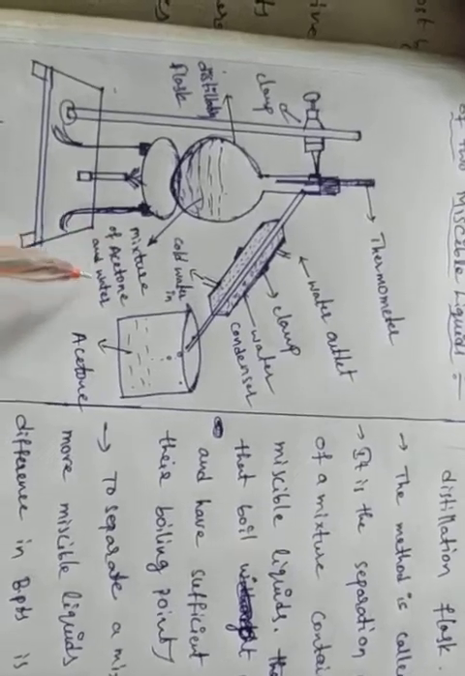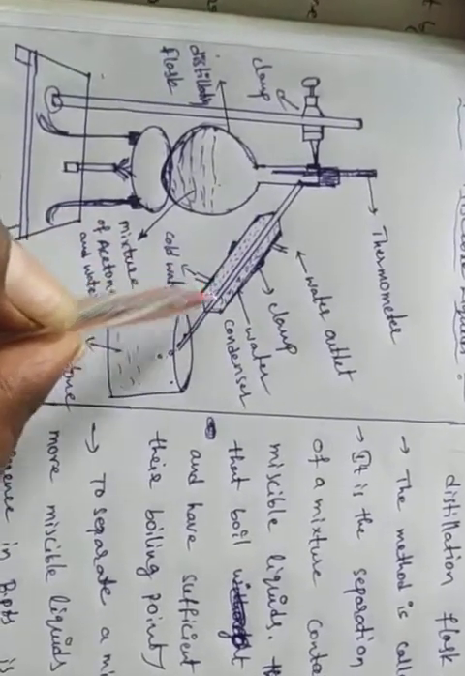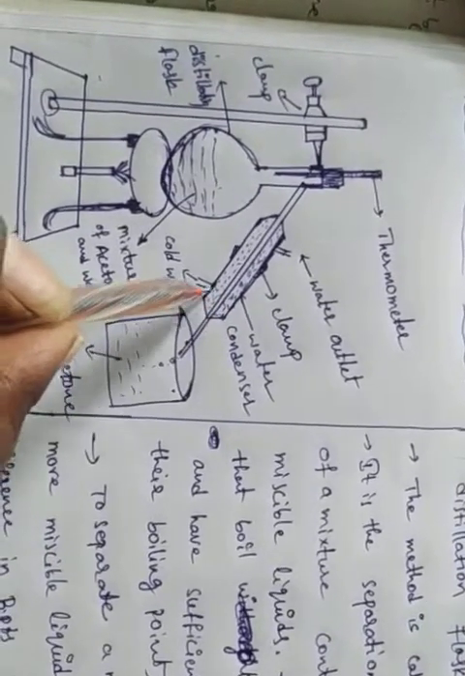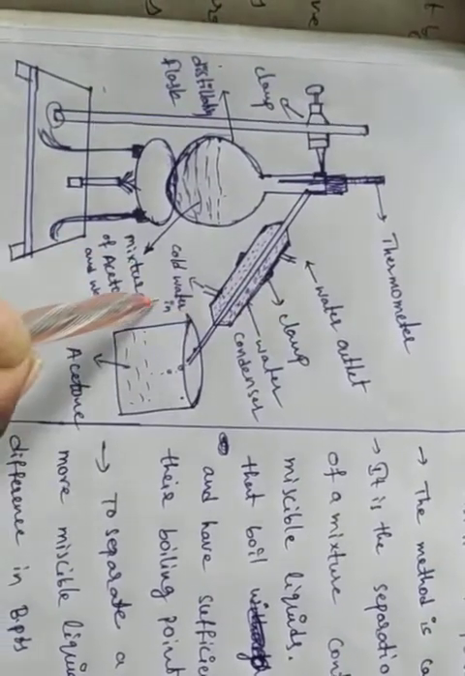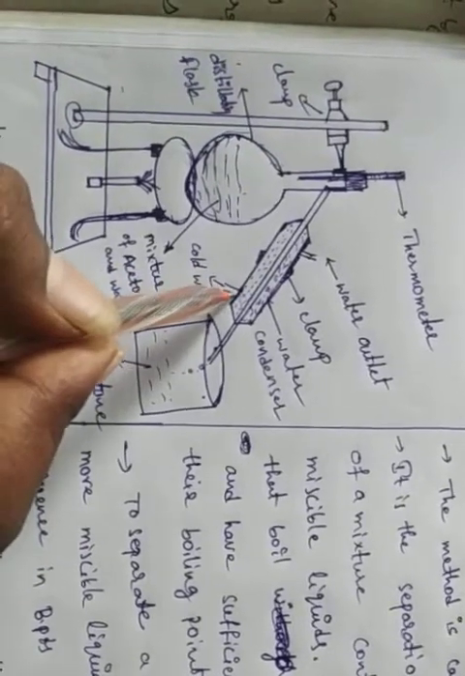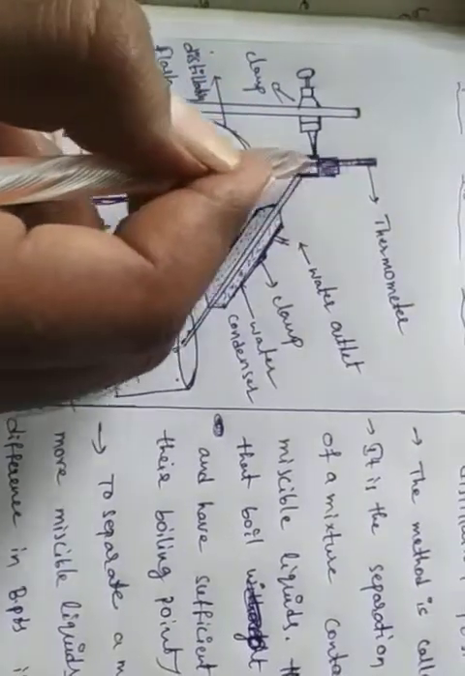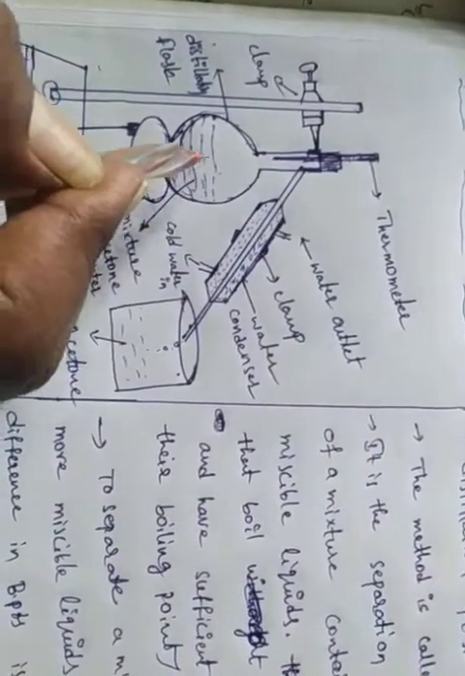Mixture of acetone and water. Here this is a water condenser. In the water condenser, there is a water outlet and a water inlet. We have to pour the cold water from this side, and the water outlet is on this side, and we have to keep one thermometer in the distillation flask.